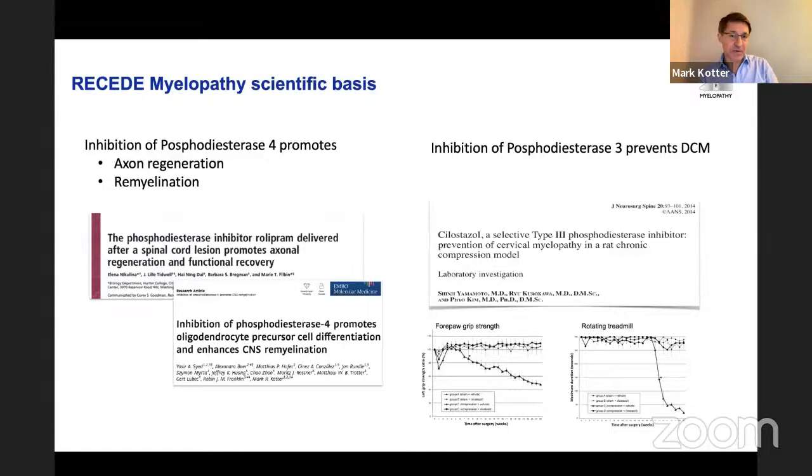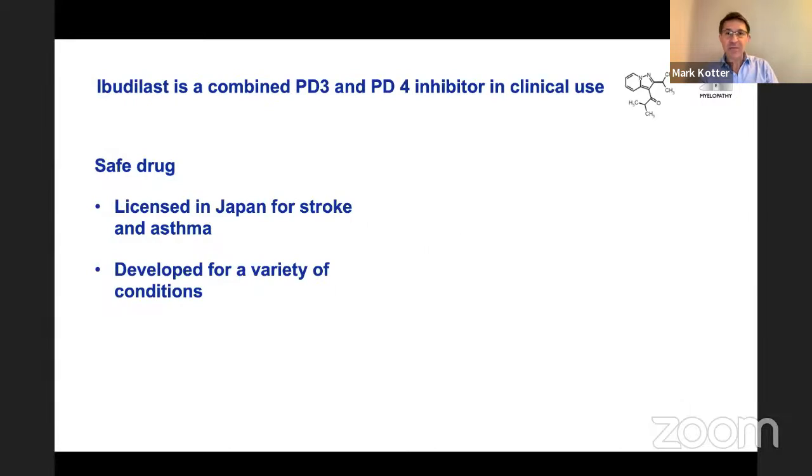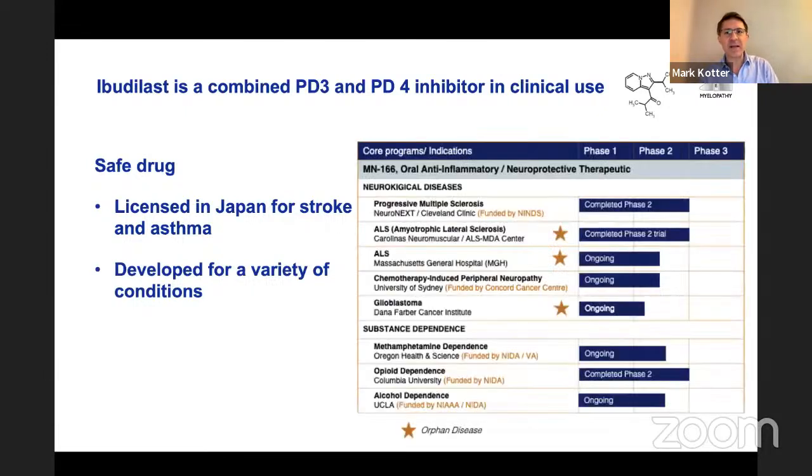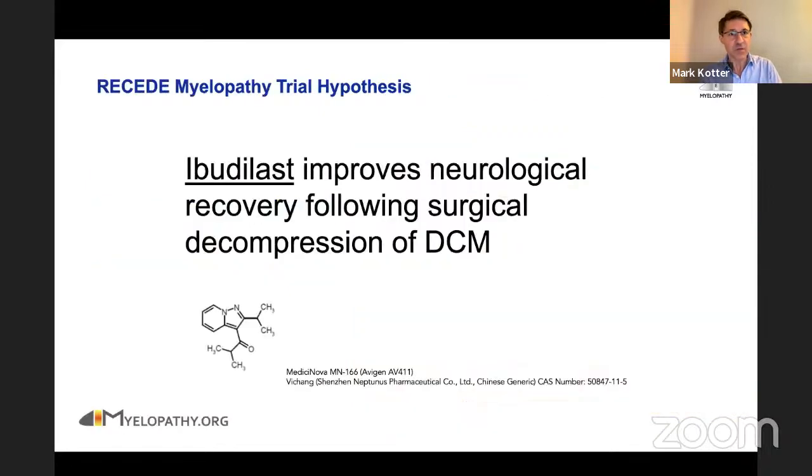So we tried to see whether we can reconcile this and formulate a trial hypothesis. What we found is this drug, which is called Ibudilast, which is a combined phosphodiesterase 3 and 4 inhibitor. It's safe. It's been licensed in Japan for stroke for 20 plus years, and it's now being developed for a number of neurological conditions in various clinical trials. So the trial hypothesis for myelopathy is that Ibudilast will improve neurological recovery following surgical decompression.